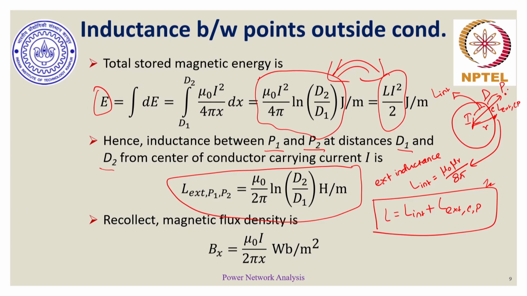There is also an alternate way of finding the inductance between outside points of a conductor due to external magnetic flux lines. We have seen in our discussion that the magnetic flux density is nothing but mu naught I by 2 pi x, where x is the distance from the center of the conductor and it is outside the conductor. So x is essentially more than r here.